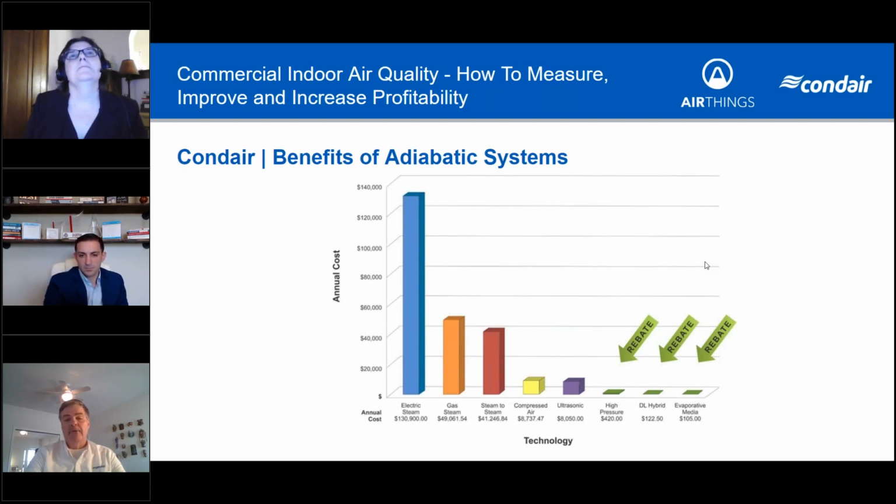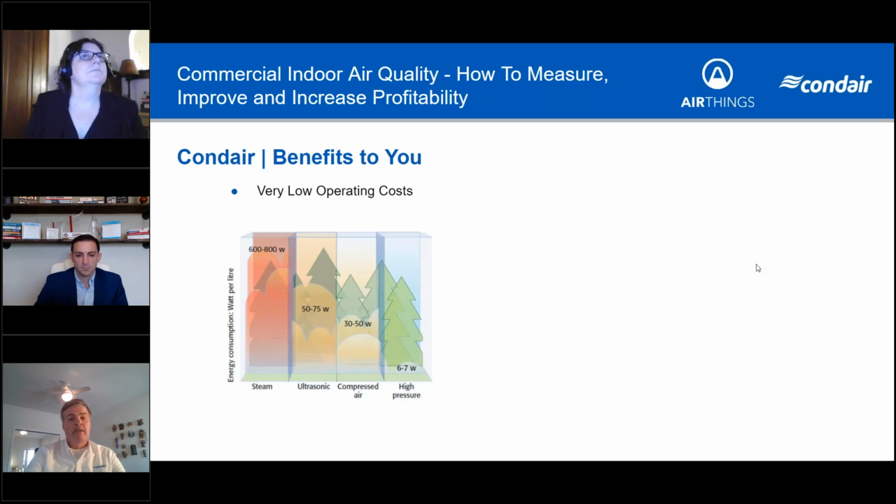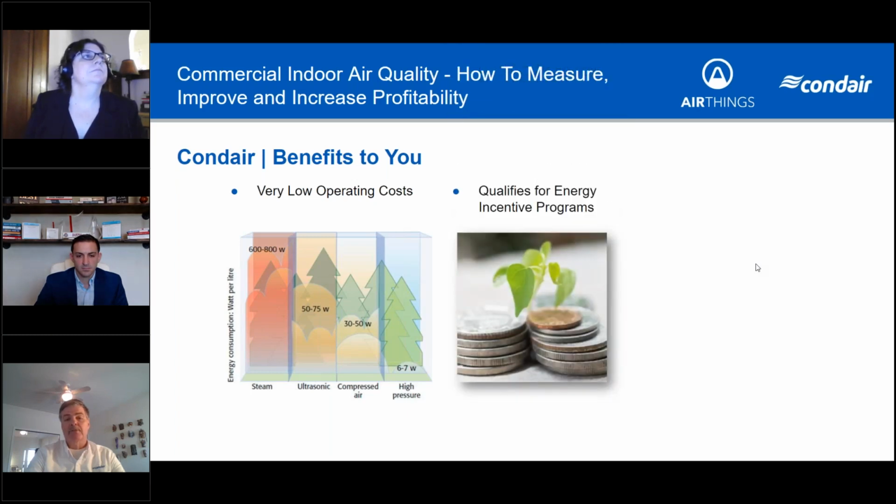And if you look at the third from the right, or the first one that says the rebate arrow, that's a high pressure system. So you look at an annual cost of about $420. Again, significant savings, which is one of the benefits from an operational perspective of the direct humidification system. Next, please. Again, very low operating cost, because you don't need much power to operate the system.